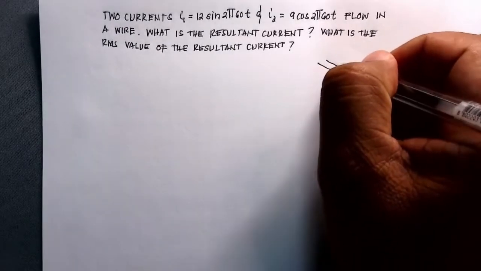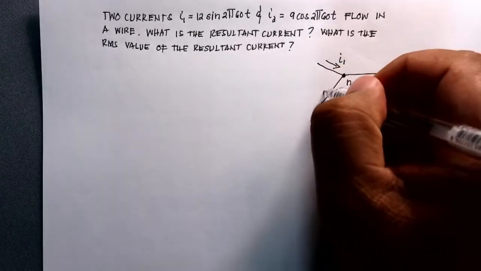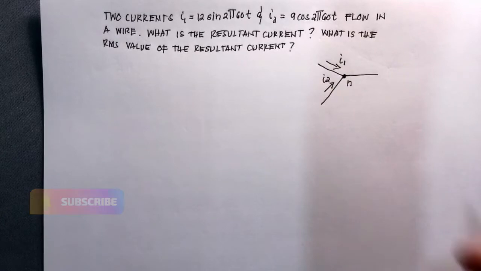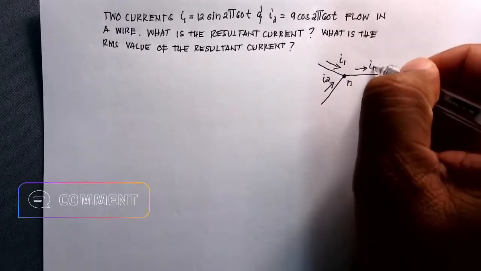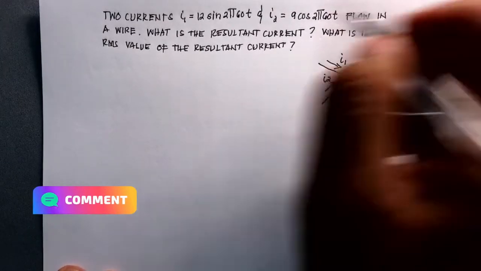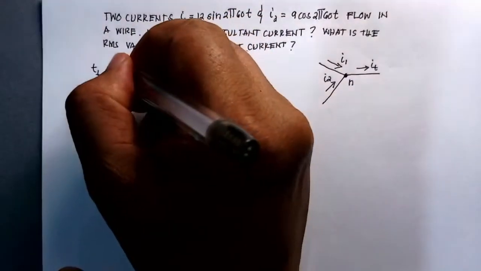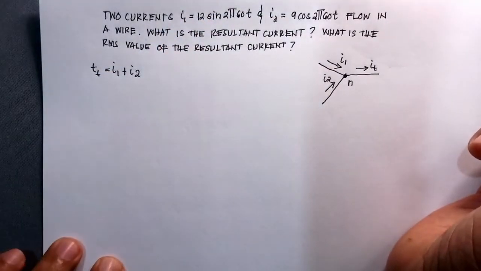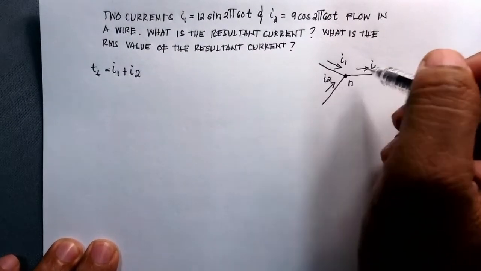So currents flow through here, through N. Let's name this as I sub 1, and another current I sub 2. When it goes out here, this will be I sub t. So therefore, the resultant current is simply I sub t equals the current I sub 1 plus I sub 2.